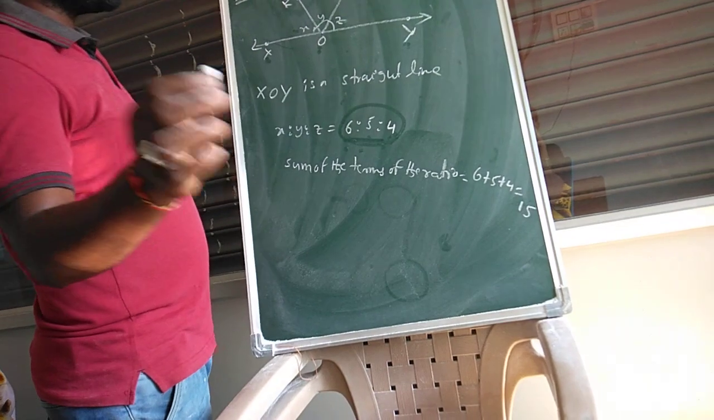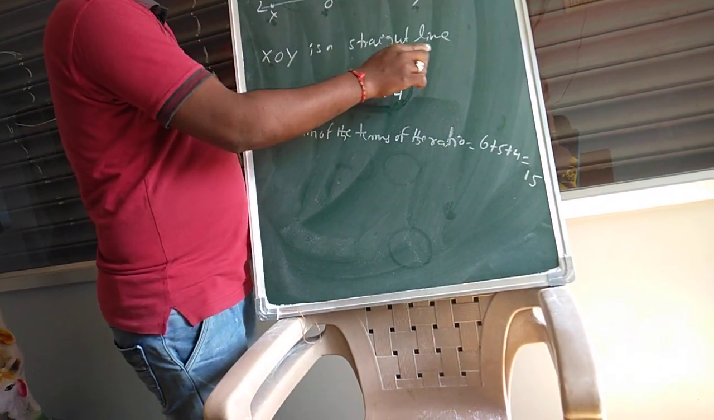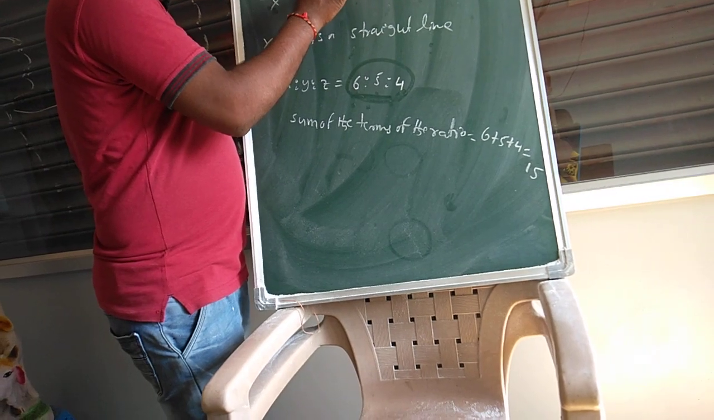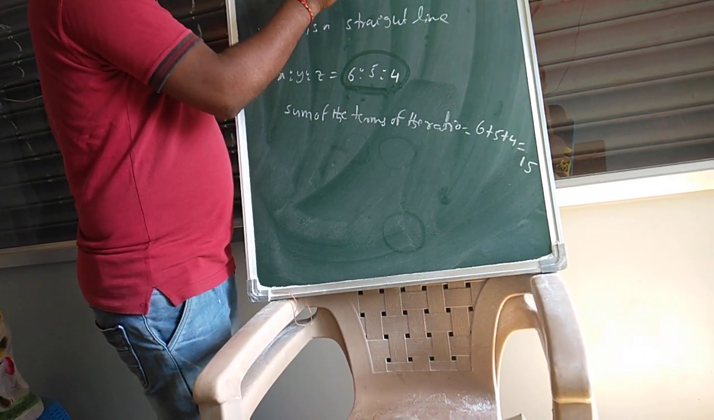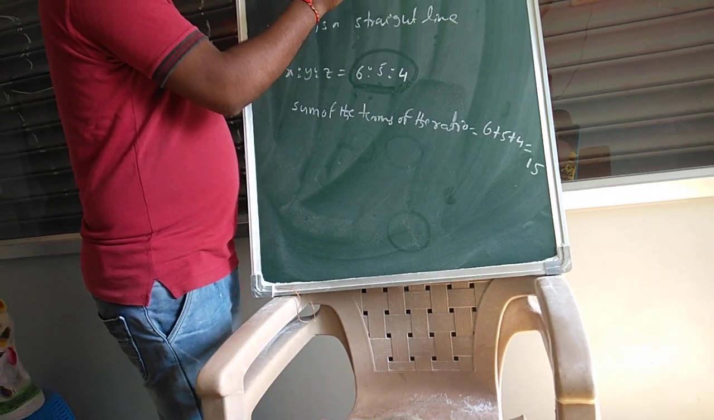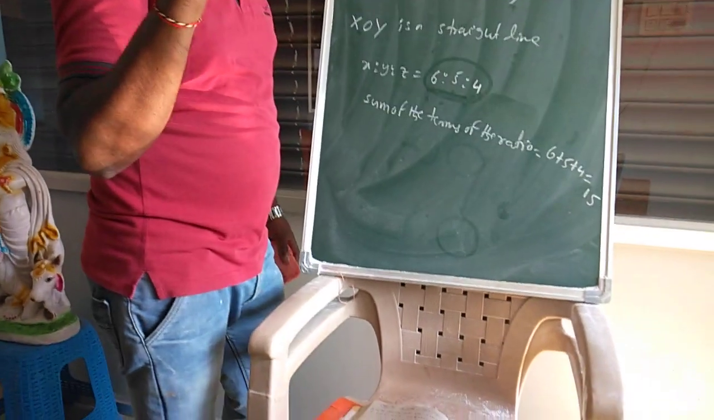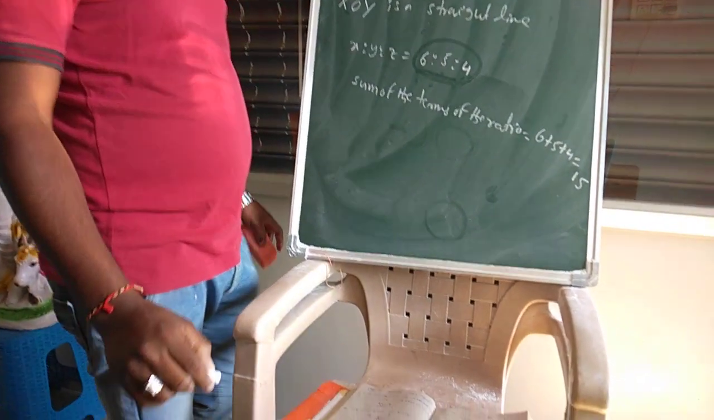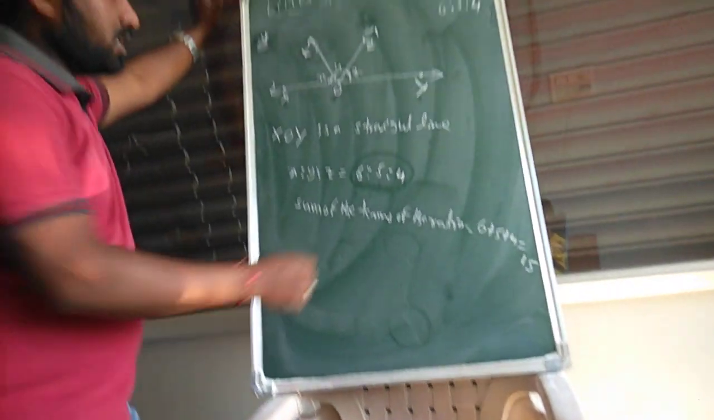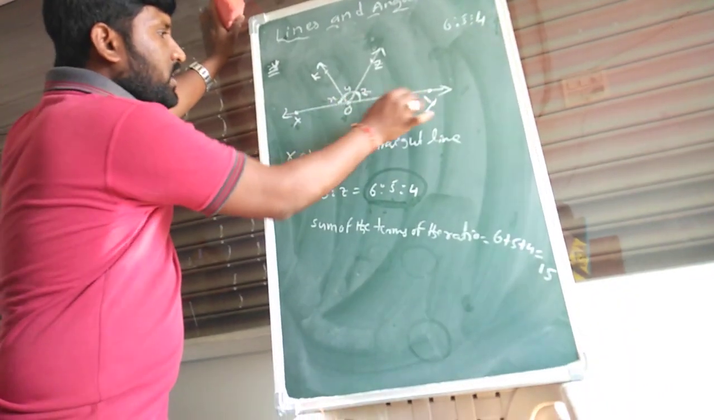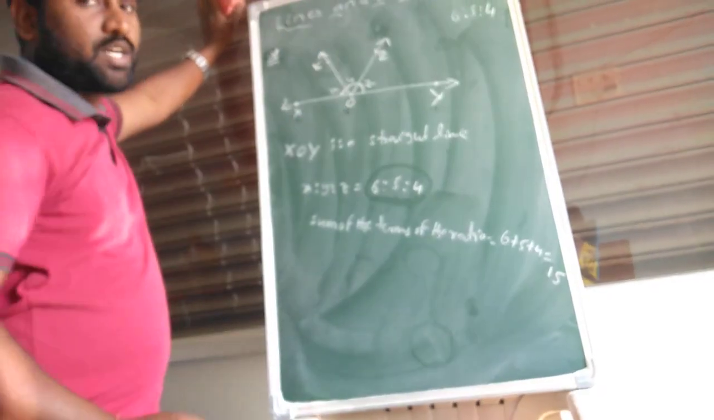So everyone, observe: XOY is a straight line. At O there forms a straight angle. What does a straight angle measure? 180 degrees. So at O, since XOY is a straight line, a straight angle is formed.